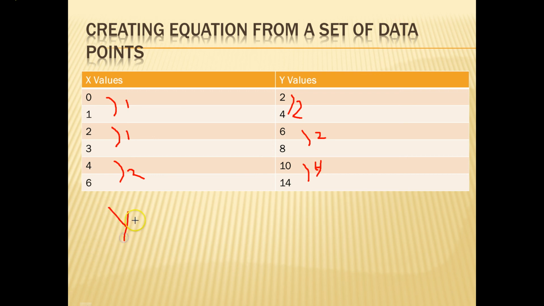So we can write our equation. y is equal to 2 times x, and we just need to find our y-intercept. Where x equals 0, y is equal to 2. So plus 2. Our equation is y equals 2x plus 2.